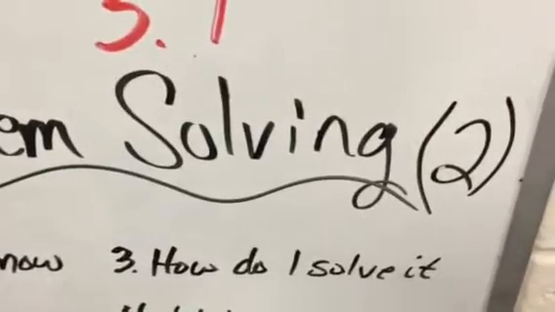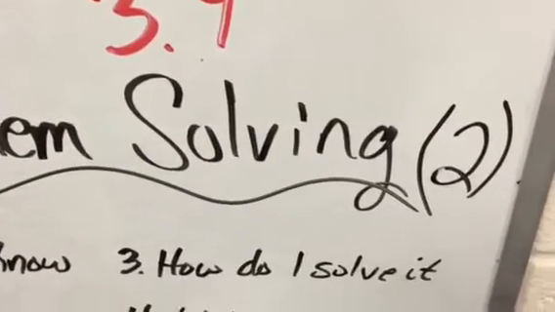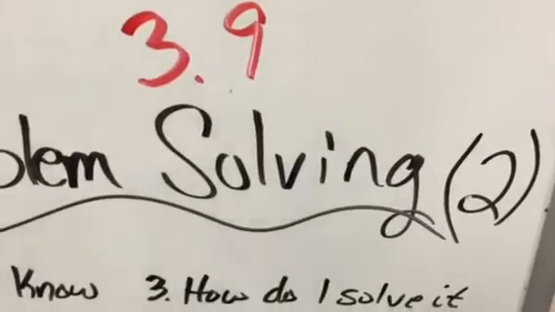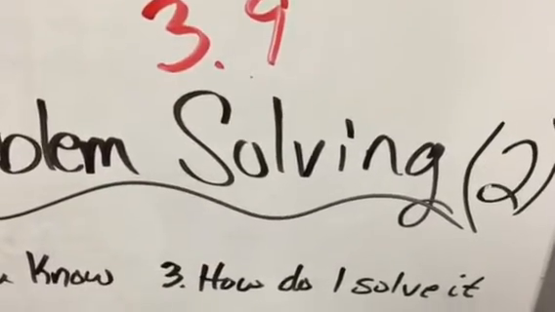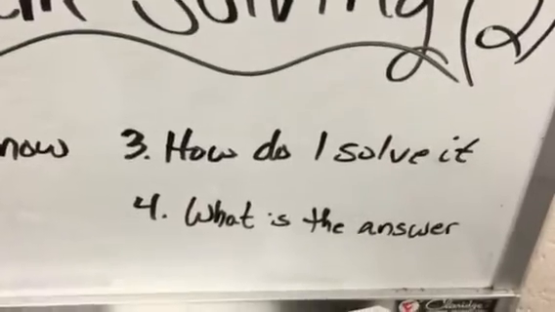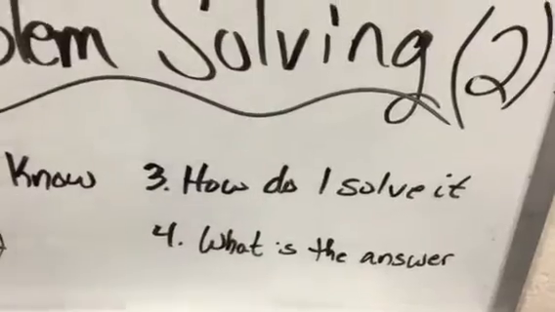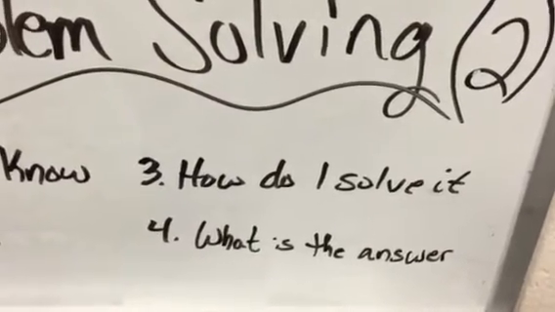Step 3 is, how do I solve it? So for this step, what you can do is figure out the operations that you're going to need to do to solve that problem. And then the last step is, what is the answer? So that's where if it tells you to do multiplication, you go ahead and you do your multiplication and find out what the actual answer is.